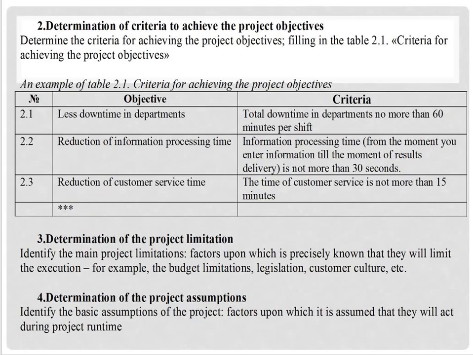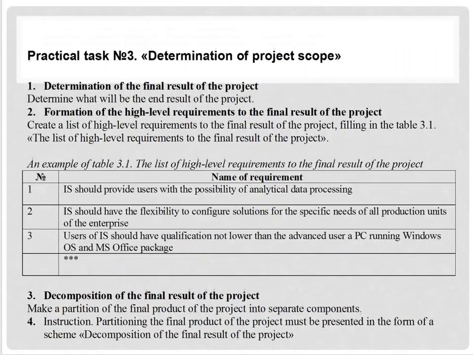Third task, according to practical task number 2, is determination of project limitation. You have to identify the main project limitations, factors upon which is precisely known that they will limit their execution. For example, the budget limitation, legislation, customer culture, etc. Fourth, determination of the project assumptions. Identify the basic assumptions of the project, factors upon which it is assumed that they will act during project runtime.